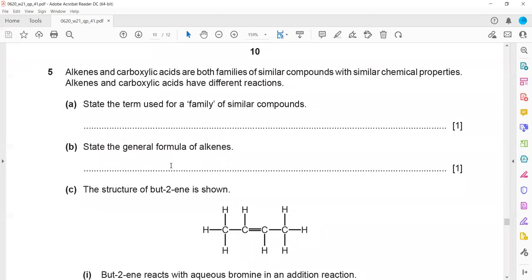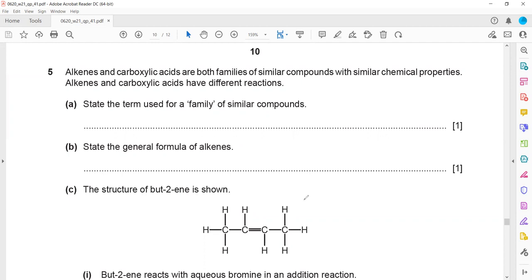So alkene and carboxylic acid are both families of similar compounds with similar chemical properties. Alkenes and carboxylic acids have different reactions. State the term used for a family of similar compounds.